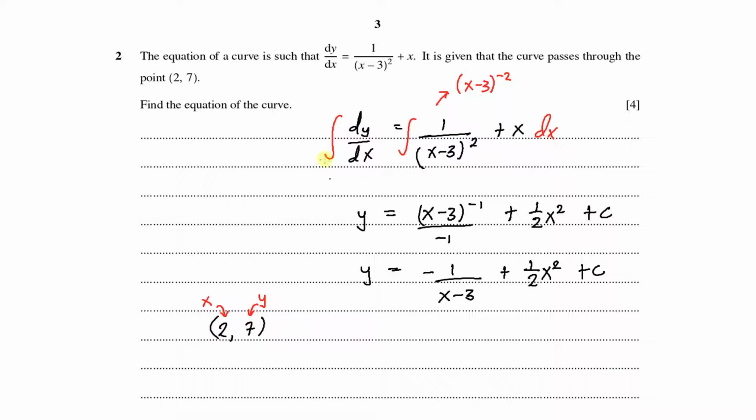So since it passes through the point (2, 7), it therefore means that when x is 2, y is 7. So I'm going to substitute, in place of y, I'll put a 7, and that's equal to minus 1 over, in place of x, I'll put a 2. So that would be 2 minus 3, and that's plus 1 over 2 of x squared, which will be now 2 squared, and then that's plus c.